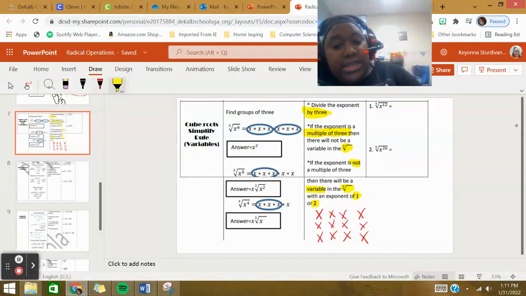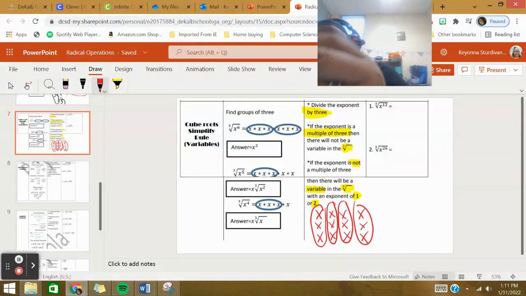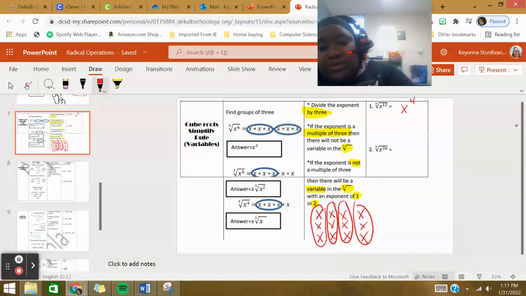All right, so let's look at x to the 12th power. How many sets of 3 can I take out of x to the 12th power? Let's see, we got one set of 3 here. That's 1. You have another set of 3, that's 2. Another set of 3, that's 3. Another set of 3, that's 4. Okay, so this is the same thing as saying x to the 4th power. Or you can just say x to the 12th power divided by 3. Again, it'll give you the same answer, which is x to the 4.